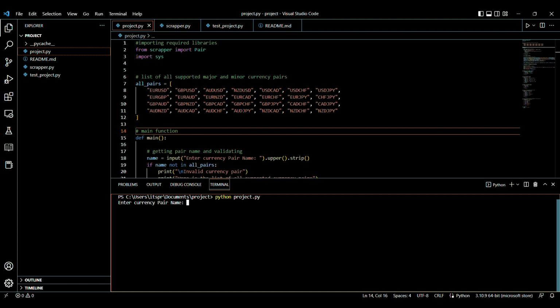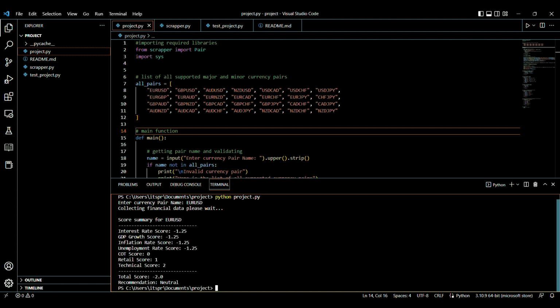Okay, now it's asking for a currency pair name, so we will enter the most popular one, which is euro dollar, and hit enter. So it's collecting financial data. So we have to wait for like 5 to 6 seconds. Now we have the score summary for euro dollar.